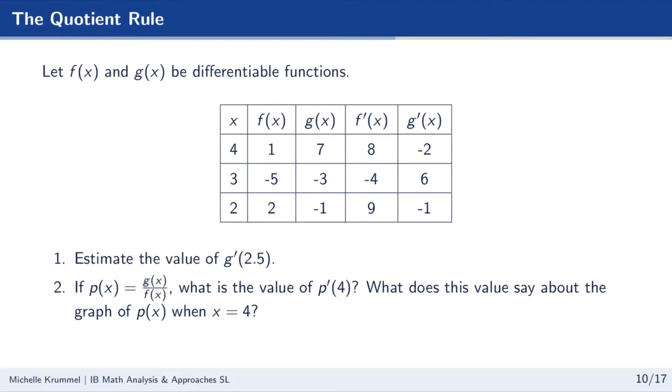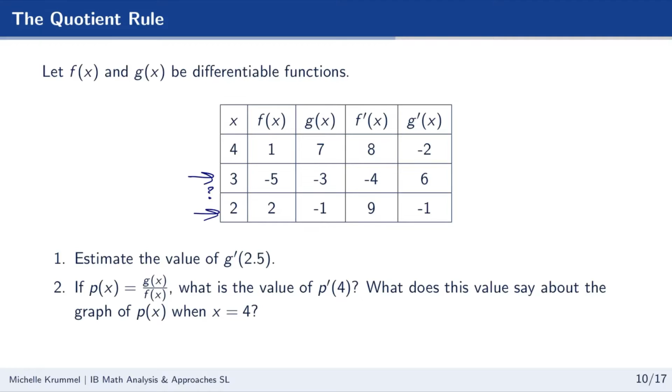Let's try some table examples. Let f and g be differentiable functions. Estimate the value of g prime of 2.5. So we have g prime of 2 given. We have g prime of 3 given. We're trying to figure out g prime of 2.5. And we're not going to be able to figure out exactly what it's equal to, but we can estimate the value using a central difference.